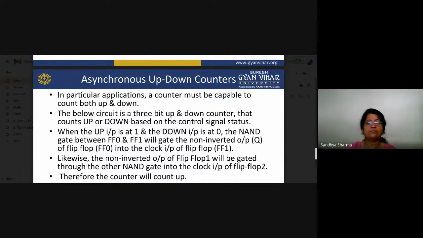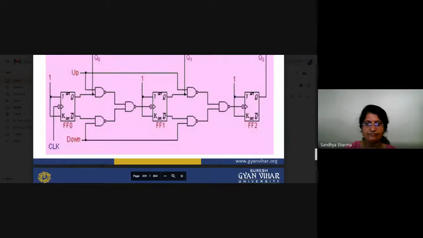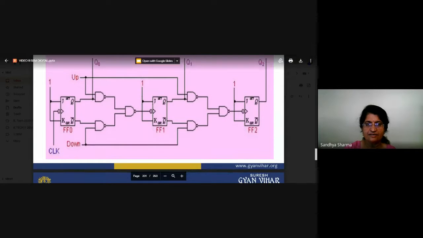Now asynchronous up and down. Now you want to design your counter up and down. In particular applications, a counter must be capable of counting both up and down. That is basically dependent on the circuitry, and the diagram is given. You can see in this diagram there is a NAND output, and it will be applied to the clock signals. This is the asynchronous counter.